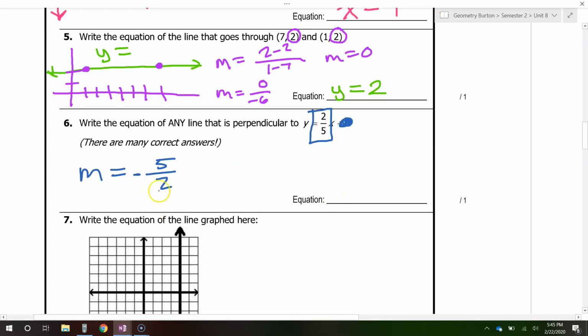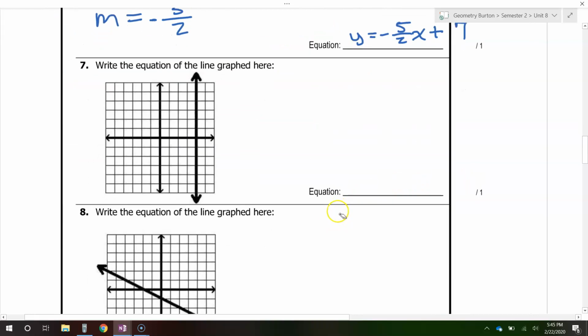So I can write any equation that has this slope. I can write y equals negative 5/2x plus, and I can put any number here that I want. I could put 7. It doesn't matter. Technically, I could even put that number that I took out. I could put 9 if I wanted to. There's nothing wrong with that. You could put any number here you want. But that's one answer. Moving on.